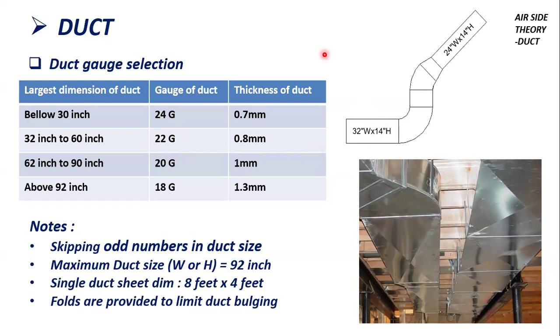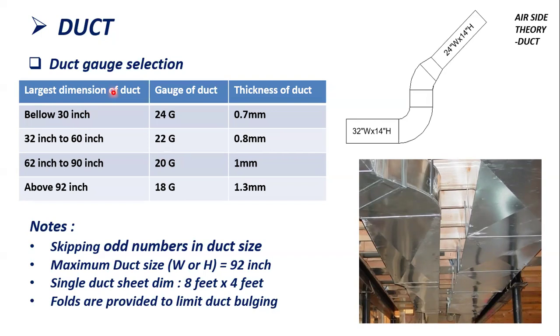Now similarly, in this scenario you need to use below 30 inches. Why? Because here the largest dimension is 24, which is lesser than 30 inches, isn't it? So in that case, you don't need to use larger thicknesses. You can use the standard, which is the 24 gauge duct with a thickness of 0.7 mm. So that's the concept of duct gauge selection.